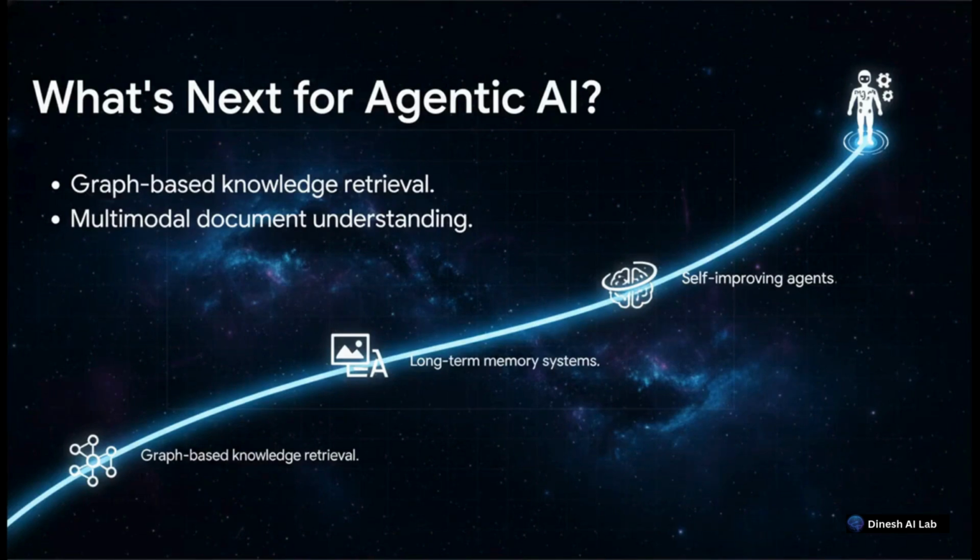Now, looking ahead, this field is moving incredibly fast. The next big frontiers are all about making these systems even smarter. Things like using graph-based retrieval to understand complex relationships, adding multimodal understanding to process images and charts, and giving them long-term memory to learn from past conversations. The ultimate goal here is to create a truly self-improving agent that actually learns from its own experience.